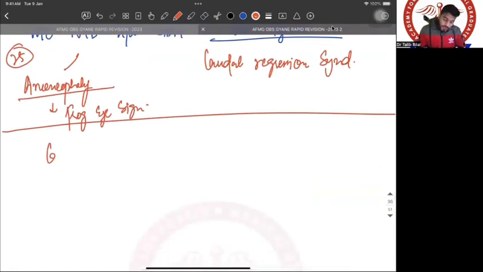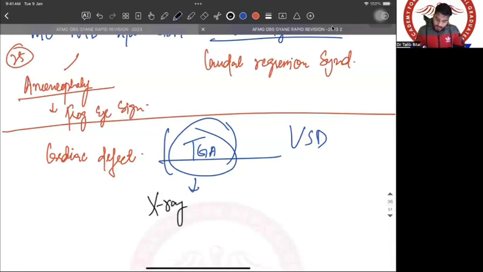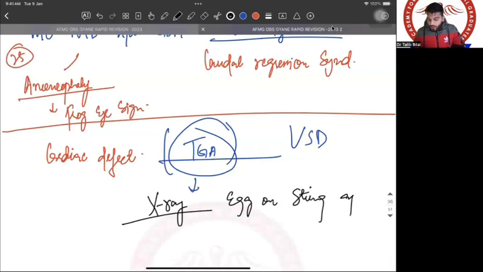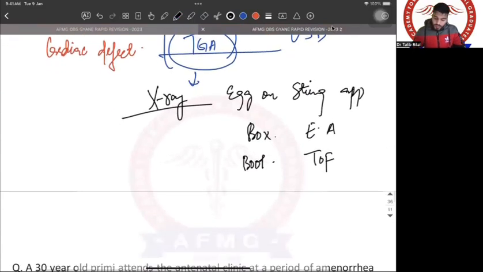If I talk about the cardiac defect that is associated, my dear students, it is transposition of great arteries followed by VSD. But the first will be transposition of great arteries. On chest X-ray, which sign will be seen, guys? Egg on string appearance. If I talk about box-shaped heart, that will be Ebstein anomaly. Boot-shaped heart will be tetralogy of Fallot. Figure of 8 or snowman will be TAPVC.